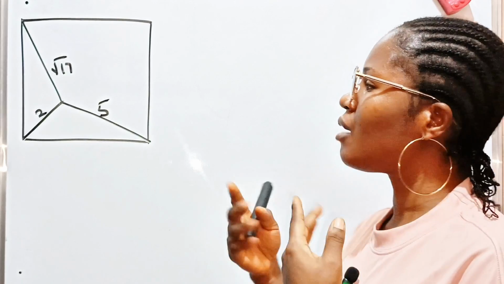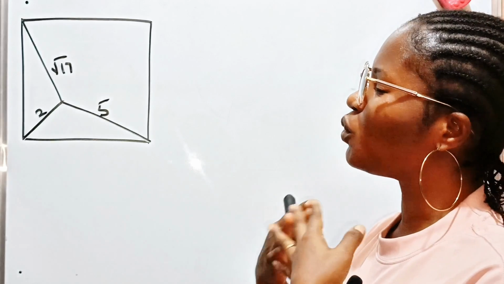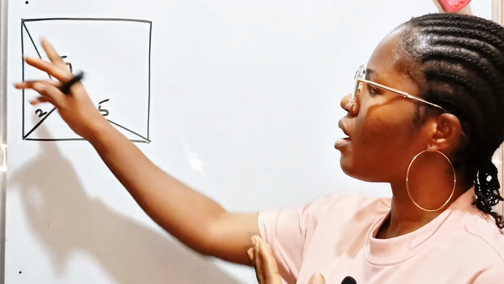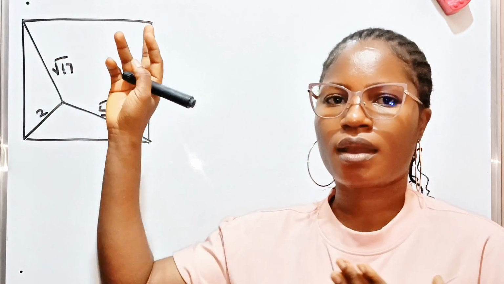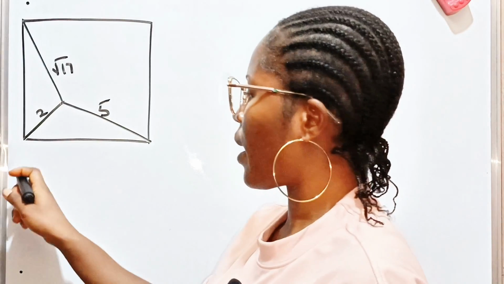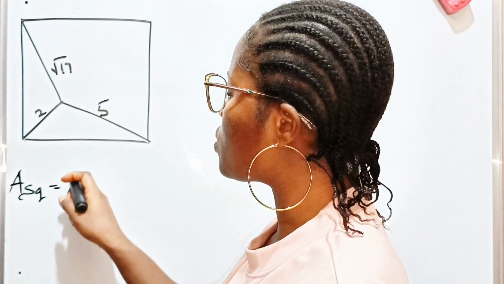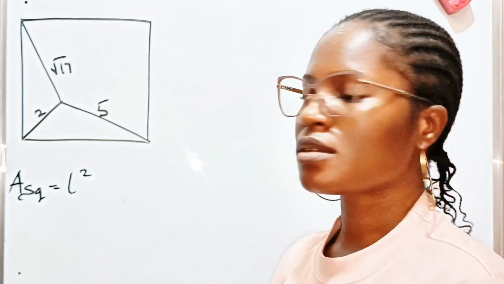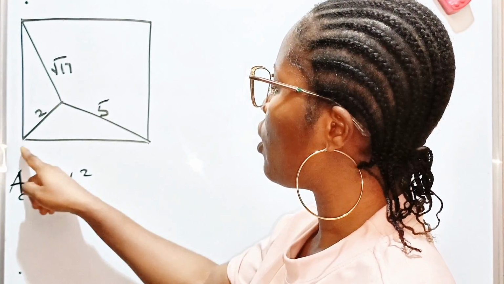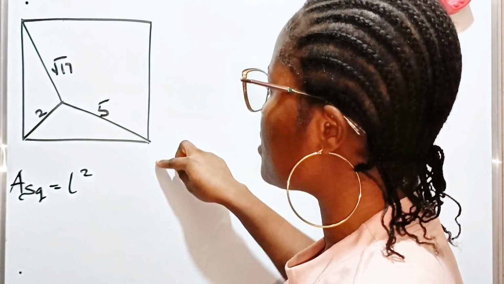All right, now please, this is not drawn to scale, but the question says we should find the area of this square. Yes, first of all, area of a square is equal to length squared, right? So if we call this length and call this length, right?